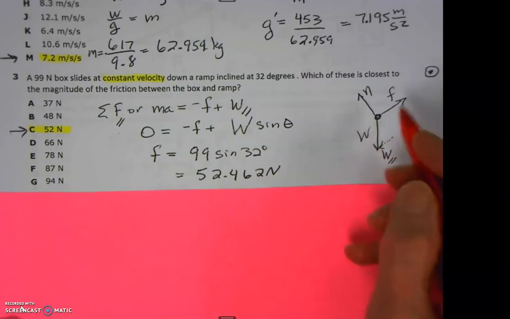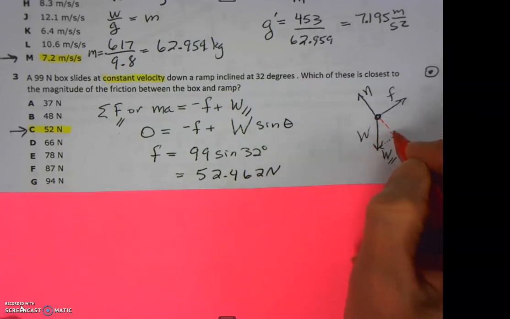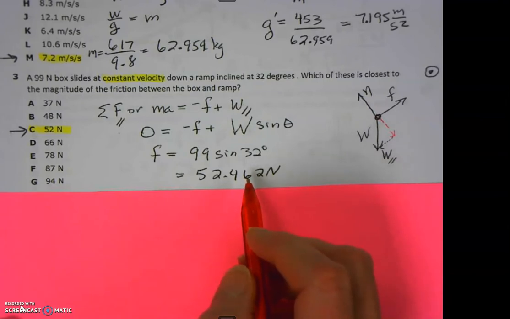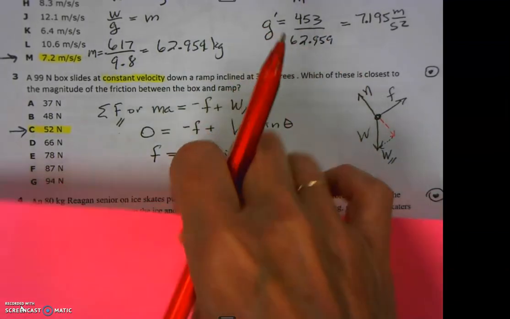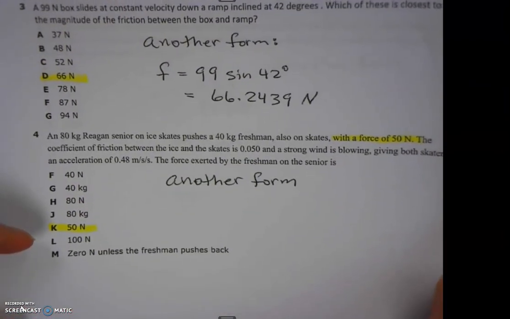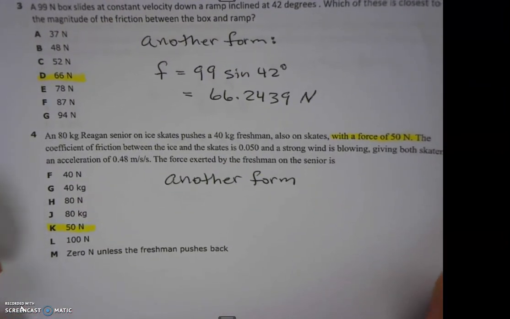It's opposite the angle right there formed by the component triangle that you draw. So this gives us a frictional force equal to W sine theta, just in the opposite direction. So here it's 52. On another form, the angle was different. And so you had a 42-degree angle, and that frictional force was 66.